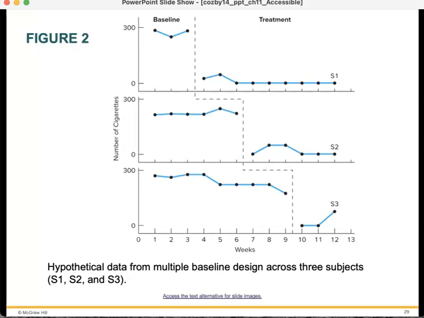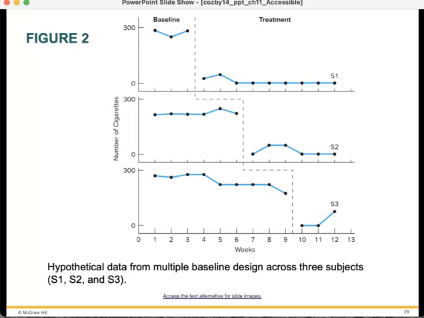So, in a multiple baseline across behaviors, several different behaviors of a single subject are measured over time. And then at different times, the same manipulation is applied to each behavior. The third variation is the multiple baseline across situations, in which the same behavior is measured in different settings, such as at home or, let's say, at work.